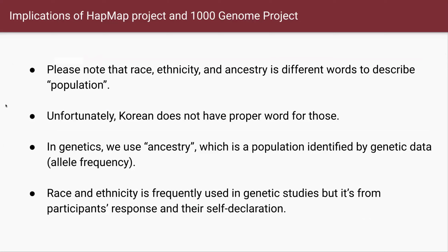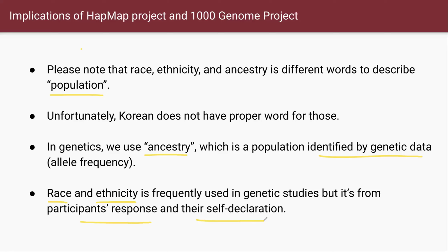Okay, one thing you have to remember is that when I describe population in genetics class, it's mostly describing ancestry, right? Ancestry is what identifies a population in genetic data. But we have different synonyms like race or ethnicity. These are terms describing a participant's response or self-declaration, right? So some guy participates in the 1,000 Genomes Project, and he declares himself a European white man. But when we analyze his data, he turns out to have a Latin American background, and probably some European background, but very heterogeneous in his DNA, right?